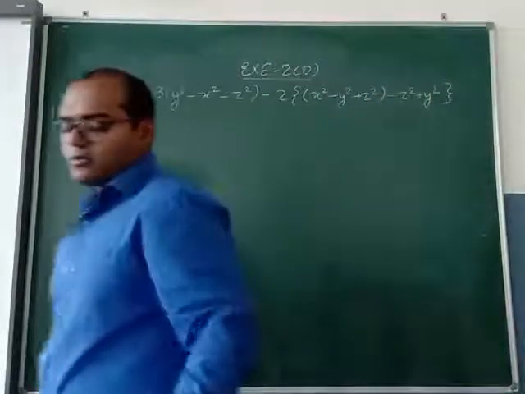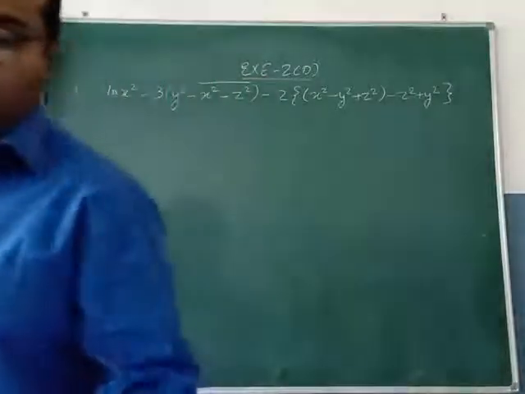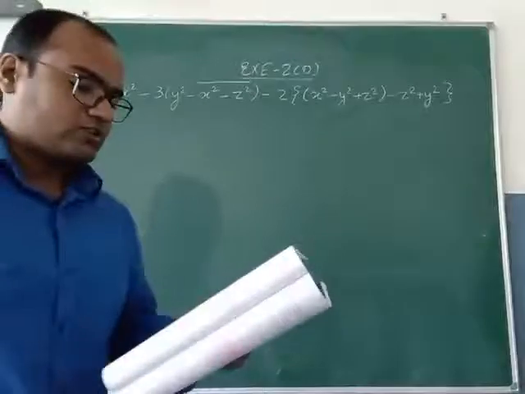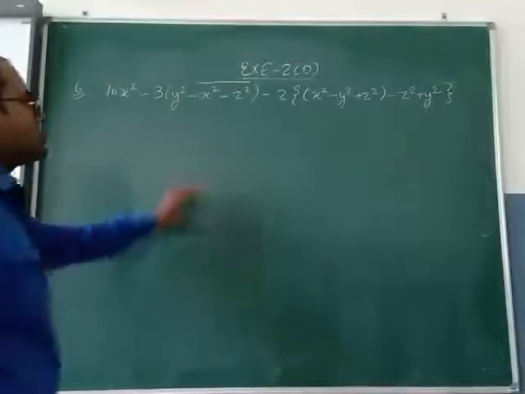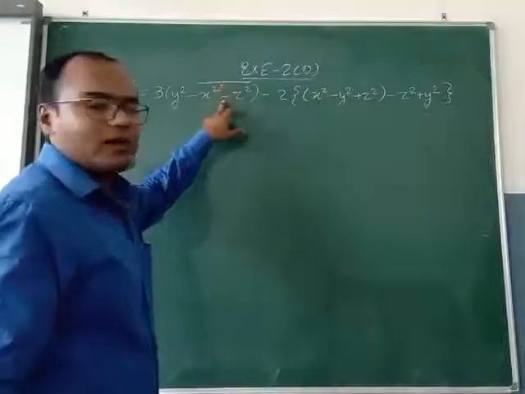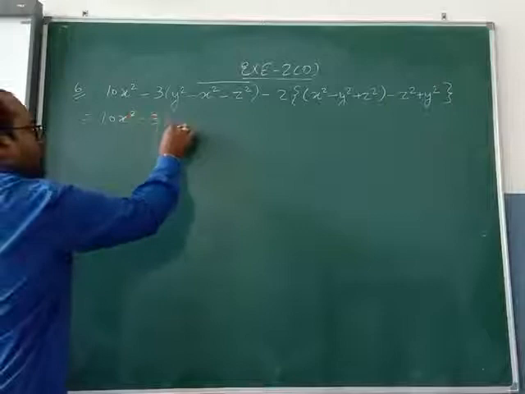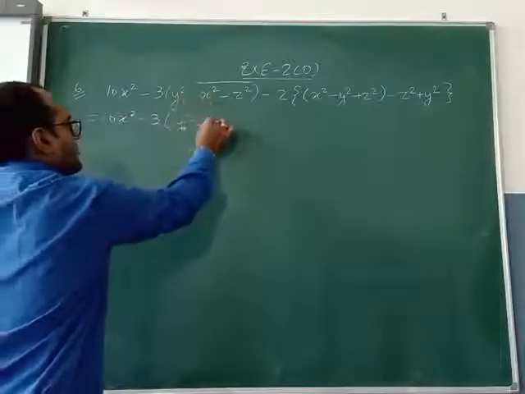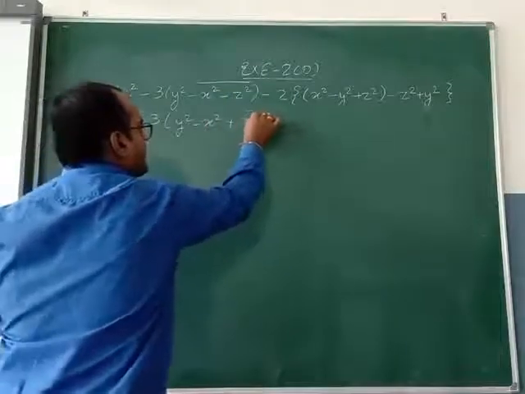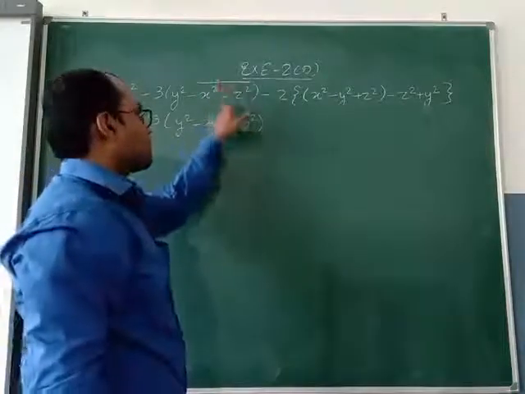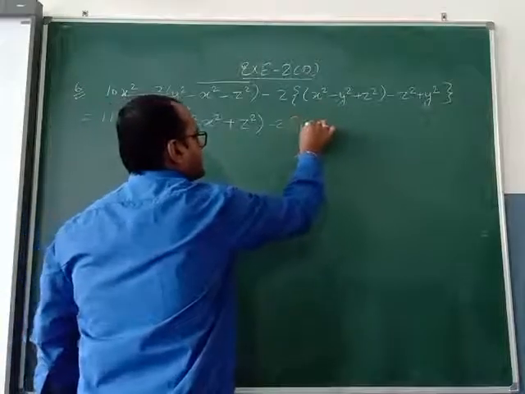So here also you will observe on this term bar is coming. So first of all we will solve the bar. On solving the bar, you have to change the sign which is coming under this bar. So 10x square minus 3 bracket y square minus x square. This minus we will write as plus now, because of this bar we have to change the sign. Now rest of the things we will write as it is.